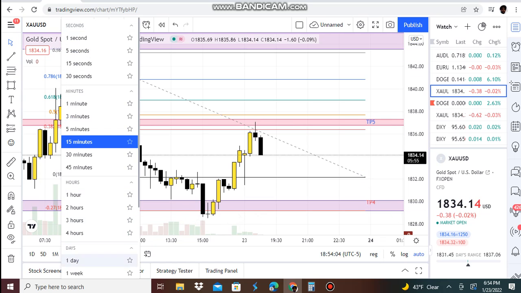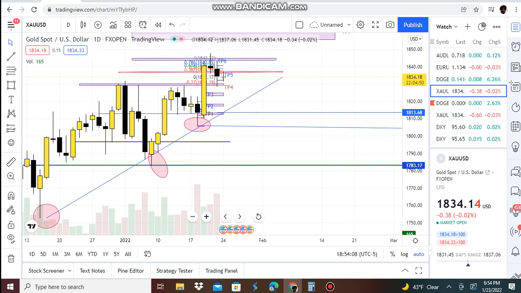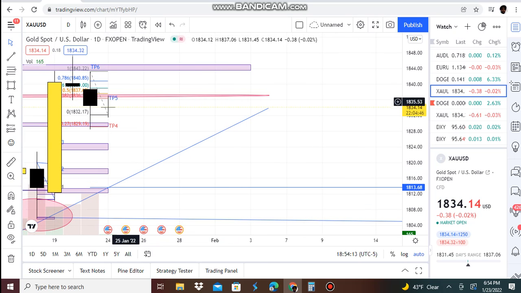Like a seller's pushing price back down. Once price makes a wick on the daily, you got to be able to see that. This was that candlestick. It went all the way to take profit 5. Now it started wicking. Once I seen it wick on the daily, boom.